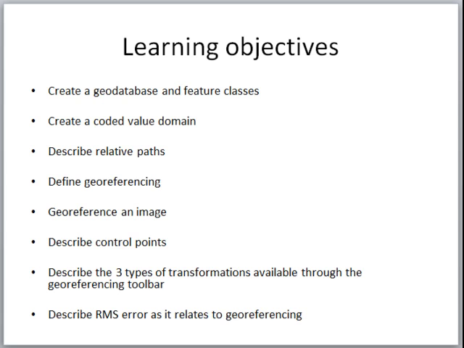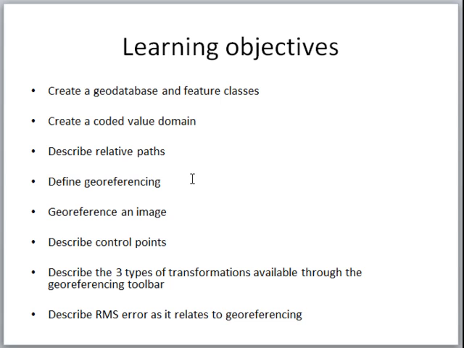The learning objectives today will be to create a geodatabase and some feature classes. We'll create and work with coded value domains. We'll describe and set relative paths in our map document. We'll define georeferencing as well as georeference an image. We will describe control points and use control points to georeference an image.